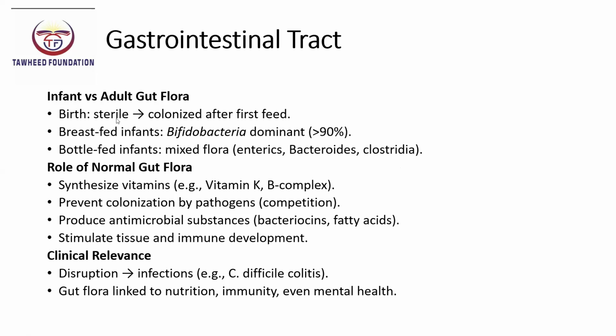Infant versus adult gut flora. During birth, the gut is sterile and colonized after the first feed. In breastfed infants, bifidobacteria are dominant, up to 90%, and in bottle-fed infants there is a mixed flora, and bacteroides and clostridia may be included. Role of normal gut flora: it will synthesize vitamins, for example vitamin K and B complex. It prevents colonization by pathogens. It produces antimicrobial substances and stimulates tissue and immune development.